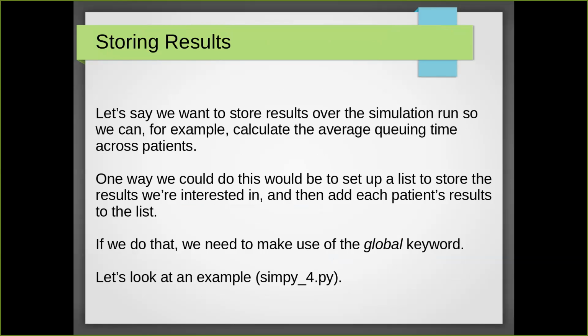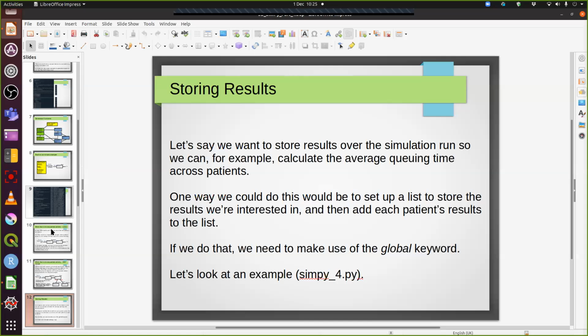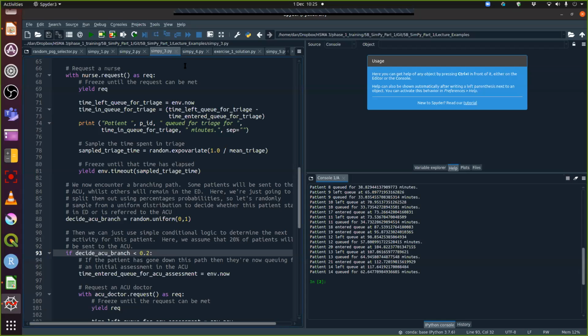One way we can do that is to set up a list that will store the results that we're interested in, and then we can add each patient's results to the list as the simulation goes. If we're going to do it in that way, we need to make use of something called the global keyword, which you won't have seen so far in Python, but it's actually very simple. So let's have a look.